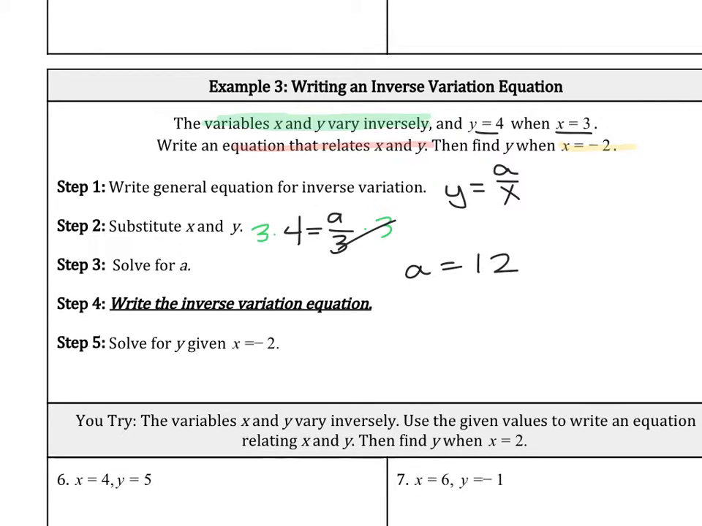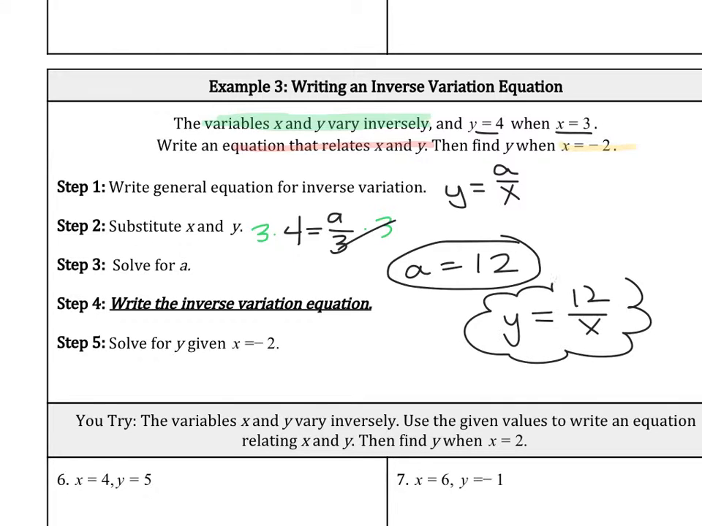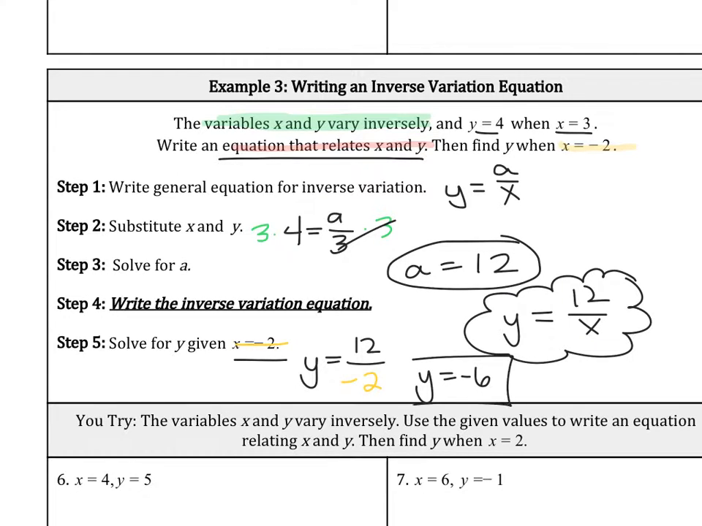Then we're going to write the inverse variation equation with a equals 12. So you must write y equals 12 over x. Okay, so that's the first thing. That is what we're looking for, the equation that relates x and y. The second thing is that you solve for y when x equals -2. So we'll plug in -2 into our equation. So we have y equals 12 over -2. Therefore, y equals -6. And we're done.